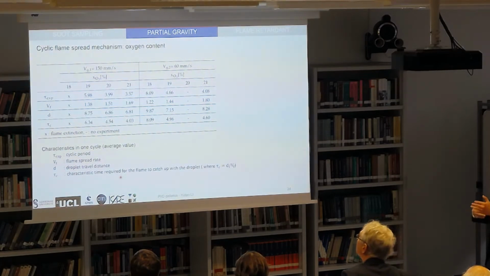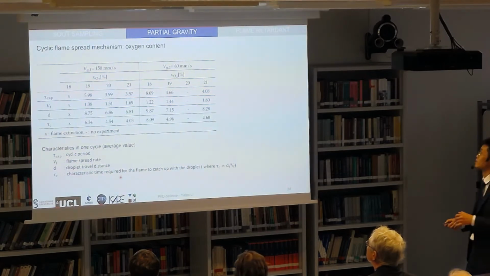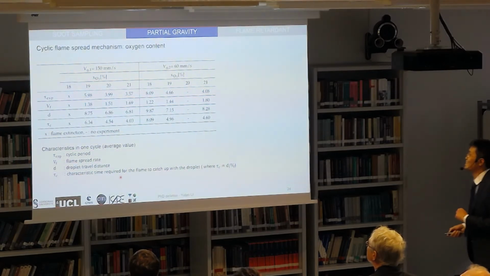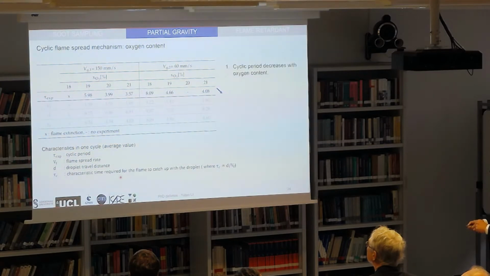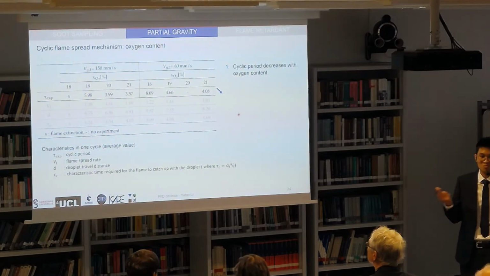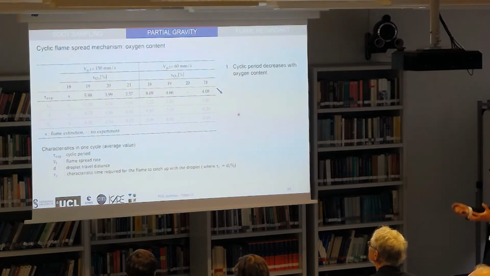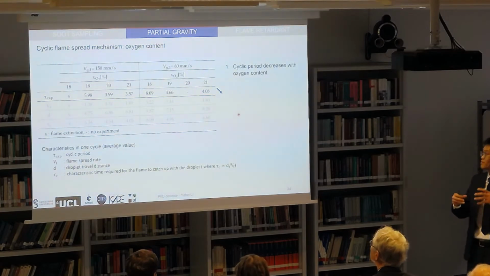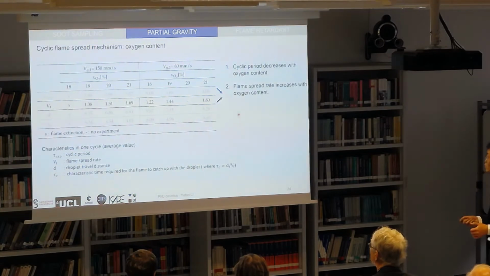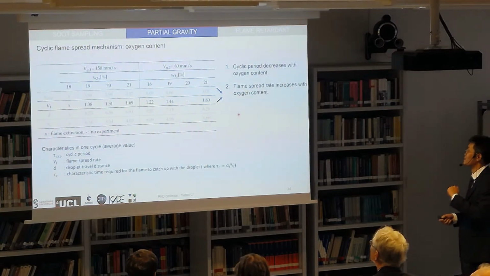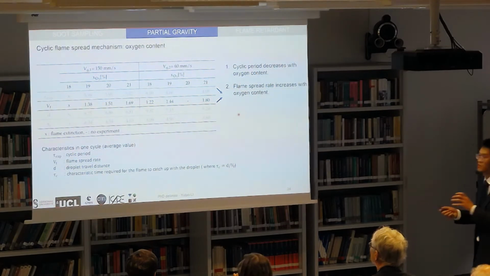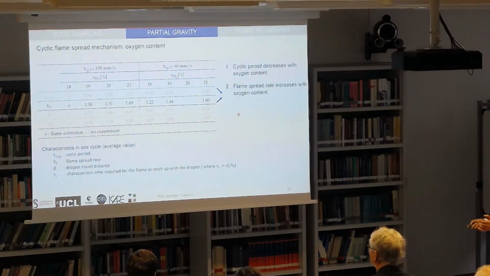So we also try to analyze this cyclic behavior under different oxygen content. The first characteristic that we check is the cyclic period. We find that it decreases with the oxygen content. And now we try to understand the reason behind. As we know, the oxygen content can affect the reaction of the flame. So we extract the flame spread rate, and we find that it increases with the oxygen content.